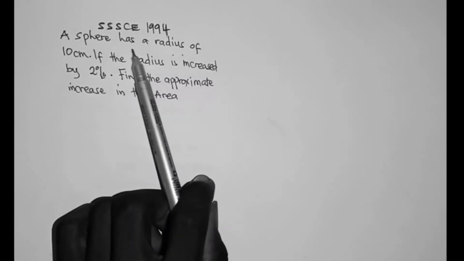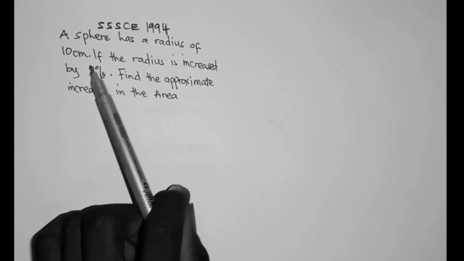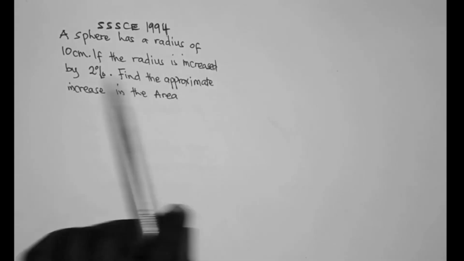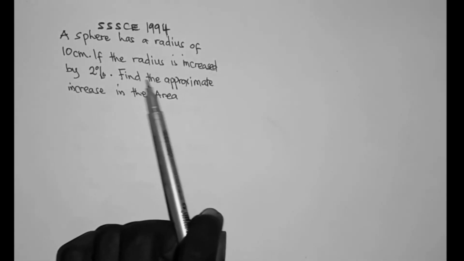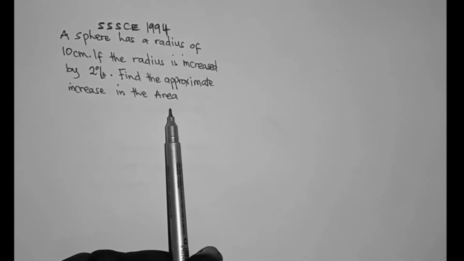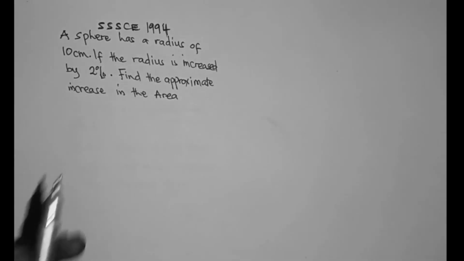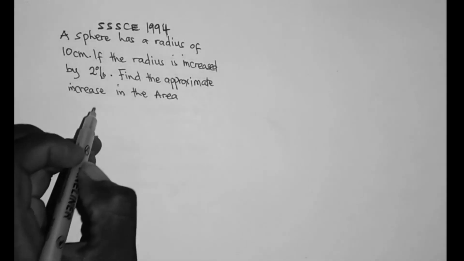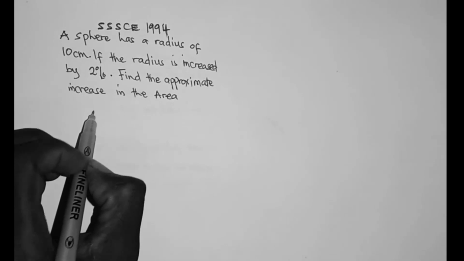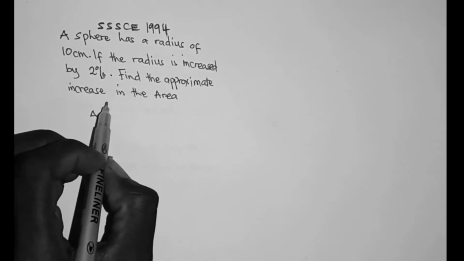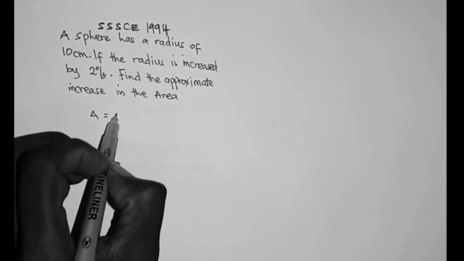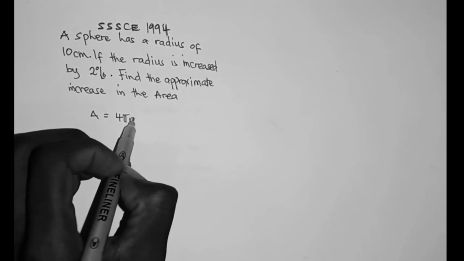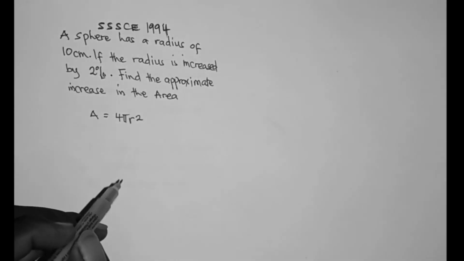A sphere has a radius of 10 centimeters. If the radius is increased by 2%, find the approximate increase in the area. So, what is the area of a sphere? The area of a sphere is given by A equals 4 pi r squared.